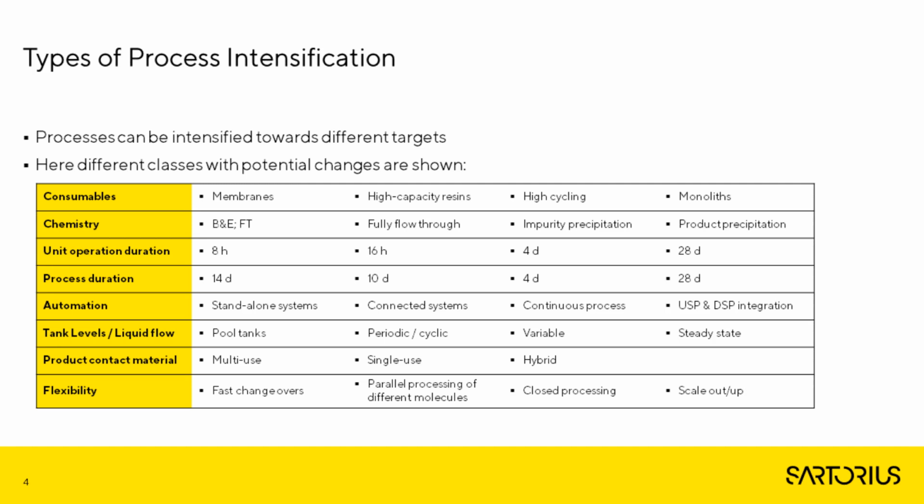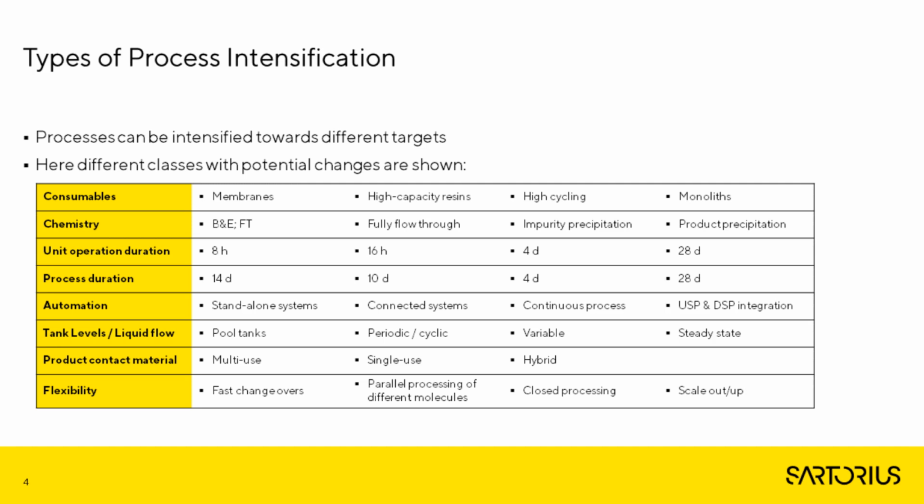Process intensification can be driven with different targets here. We can optimize or change different classes, and with this intensify the process. We can think of the utilized consumables. Do we talk about membranes, resins, or monolith, and the cycling strategy here? We can think of changing the chemistry of the consumables. Do we talk about bind and dilute or flow-through chemistry? Do we address a fully flow-through process, not only a few steps, or even precipitation?